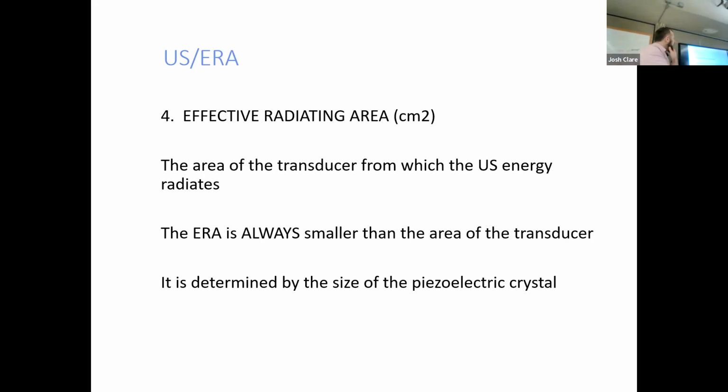The effective radiating area is the area of the transducer which the ultrasound will radiate. ERA is always slightly smaller than the size of the transducer head itself. It's determined by what's happening with these ultrasounds. We have a piezoelectric crystal that's vibrating back and forth. That's what's creating the sound waves. So it's the size of that crystal that is the effective radiating area, not the size of the ultrasound head itself.